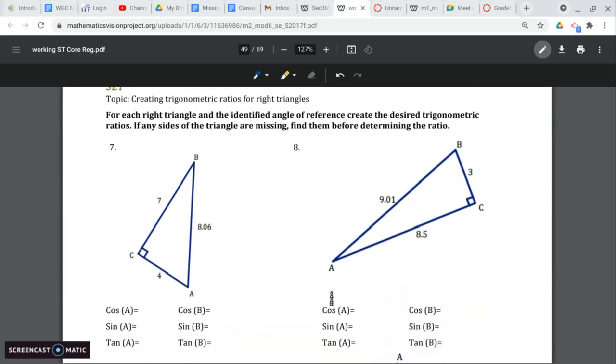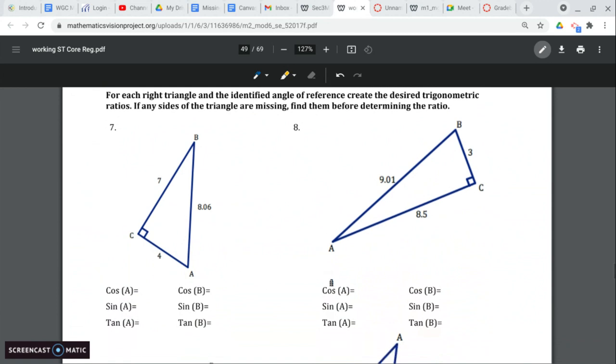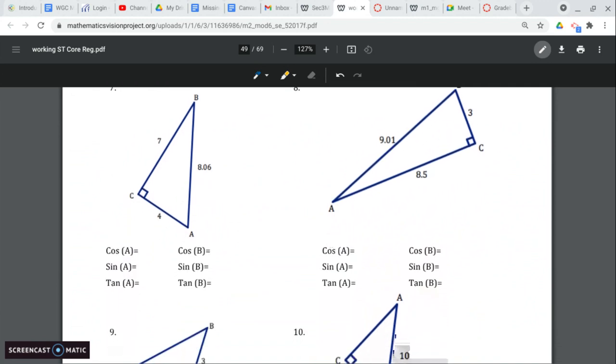So creating trigonometric ratios for right triangles. So ratios is your key word for this lesson, ratios. For each right triangle and the identified angle of reference, create the desired trigonometric ratios. If any sides of the triangles are missing, find them before determining the ratio. So luckily, our sides are all given to us here, so we don't have to worry about that.